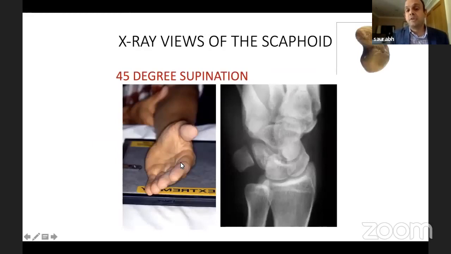45 degrees supination. Now this is a very important view to see the proximal pole of scaphoid. If you see carefully here, distal pole is all superimposed. I can't comment on distal pole, but I can see the whole proximal pole. Importance being, when you put a screw in theaters, you need to center your wire right here, if you can, in the middle of your proximal pole. So this is the view you're going to ask for from your radiographer when you're fixing your scaphoid.